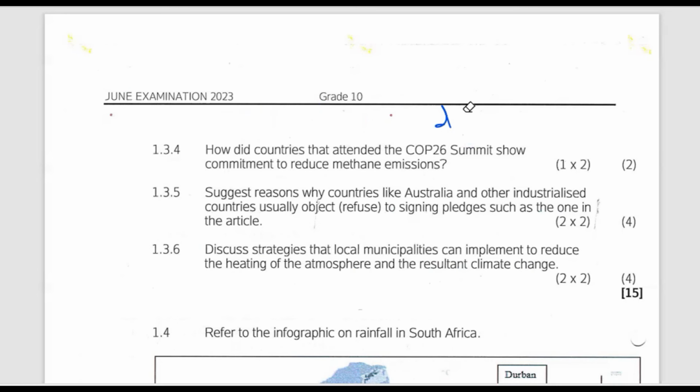Right. We move on to the next question. The next question is, discuss the strategies that local municipalities can implement to reduce the heating of the atmosphere and the resultant climate change. Right. Municipalities, we can talk of, they can put in place strict laws to control air pollution. They can implement and enact those laws to prevent and reduce the levels of air pollution, and also encourage use of public transport.